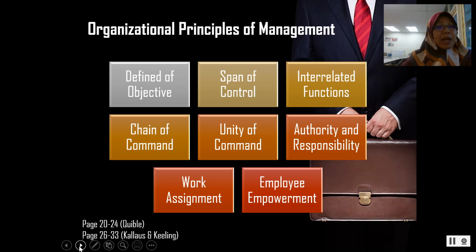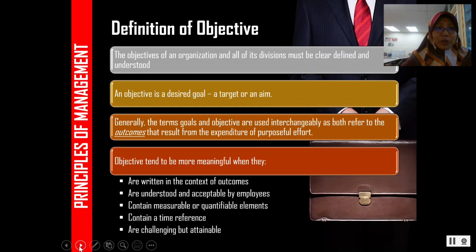interrelated function. Number 4 is the chain of command. And number 5 is the unity of command. 6 is authority and responsibility. And the next part is the work assignment. And lastly is the employee empowerment. So these are the 8 organizational principles of management that we are going to learn. Okay, so after this I'm going to explain one by one each organizational principle of management. So let's proceed to the first one.